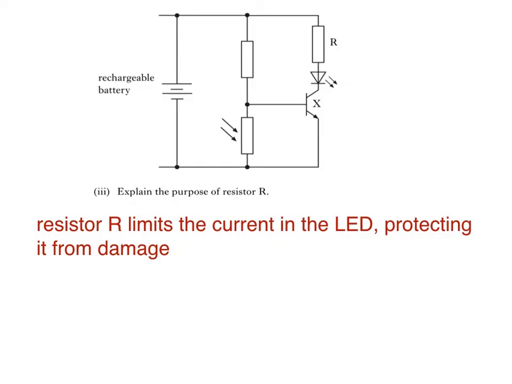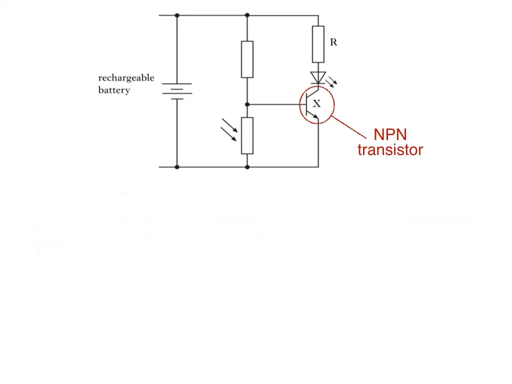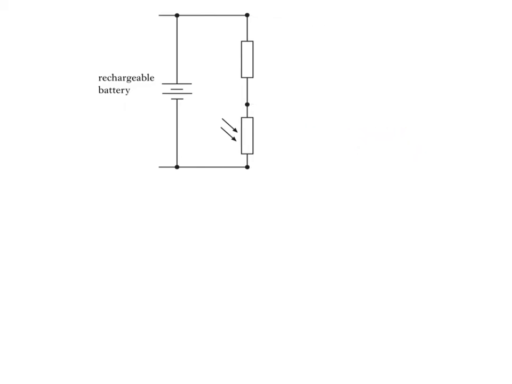Now, that's the end of this question, but I'd just like to talk a little bit more about how this circuit operates. First off, this, remember, is an NPN transistor. It acts as a voltage operated switch. And this part of the circuit is a voltage divider. The voltage across the bottom component, the light dependent resistor in this case, is very important because it's also the voltage between the base and the emitter of the NPN transistor. If this voltage increases above a certain value, then the NPN transistor conducts.